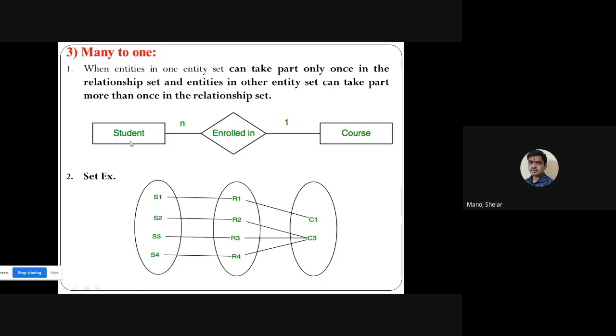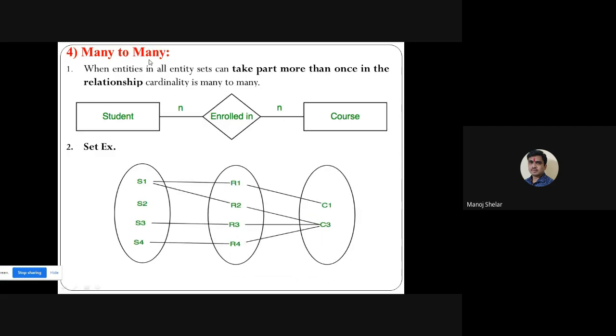So many students take one course. For example, in this class, suppose IT students or some computer students, many students take, for example, a database course of the GATE. So many students to one course. This is a simple many to one relationship. Here in this example, R2, R3 and R4 are entities that use C3. This is the many side and this is the one side. C3 is one. So that is the many to one relationship in an ER diagram.